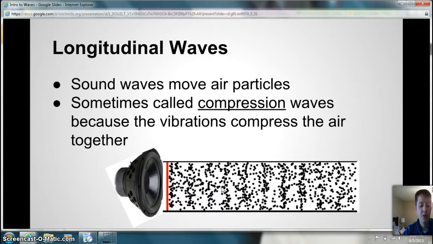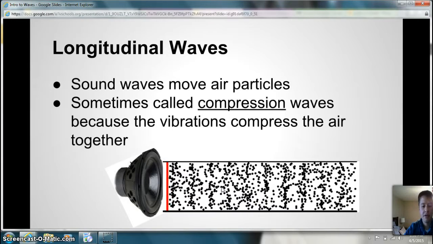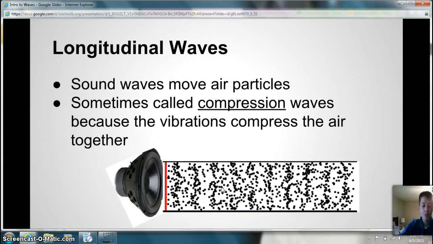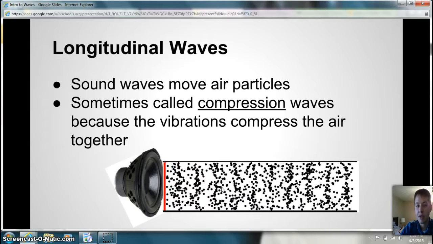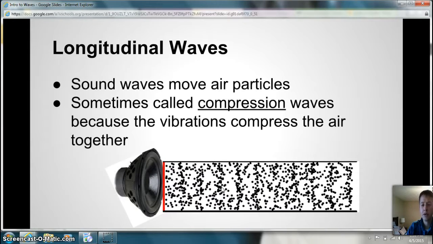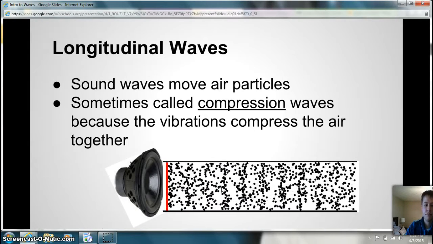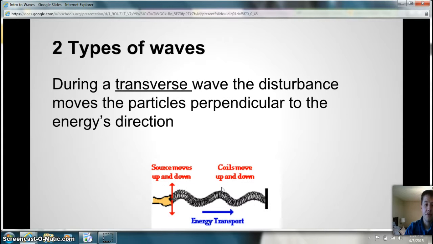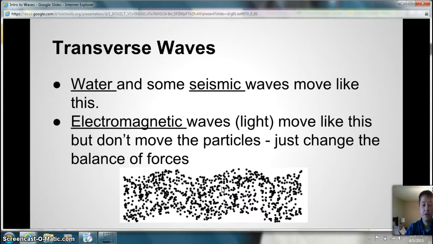That's why we call them a compression wave, because if we could measure the air pressure, it would be higher where there'd be more dots, basically. And that's how sound works. Those are longitudinal waves. The other type of wave that we said was a transverse wave. And here the disturbance moves up and down, perpendicular to the energy's direction.